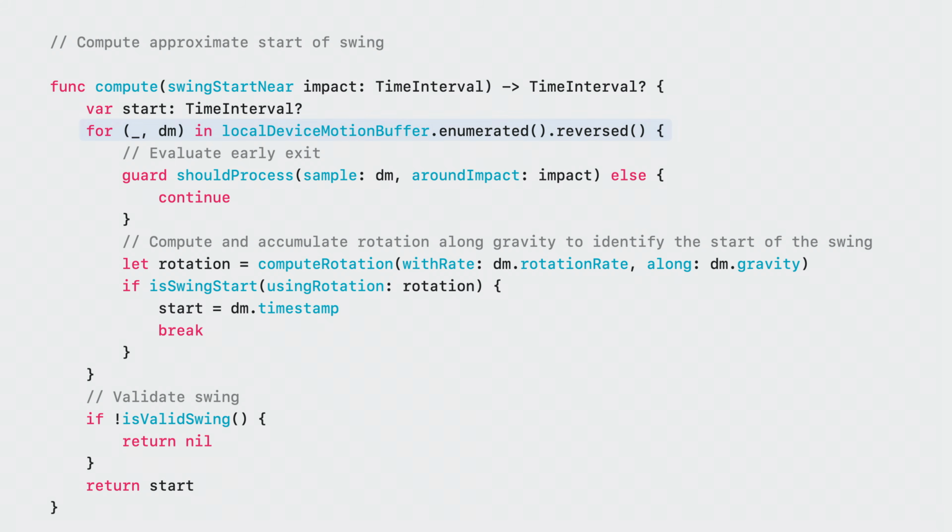Imagine the path of Apple Watch as the batter takes a swing. It'll follow a path around the body to meet the ball. So, I expect to see non-zero rotation rate along gravity during the swing and close to zero rotation rate along gravity outside of the swing. By streaming high-frequency device motion into a local buffer, I can use the rotation rate data to identify where the swing started. Let's take a closer look at what my compute function looks like. I'll iterate through my local buffer backwards to investigate around the point of interest, the impact timestamp.